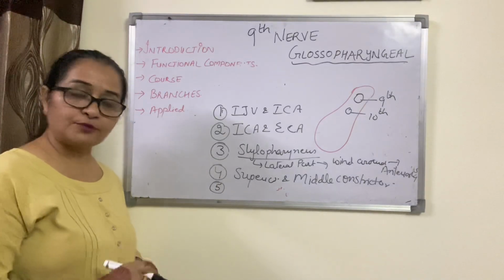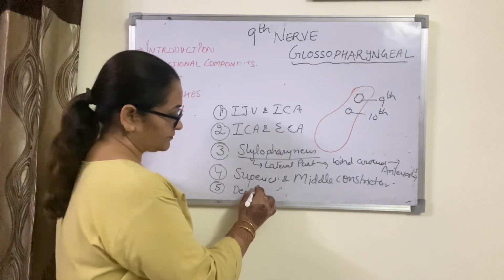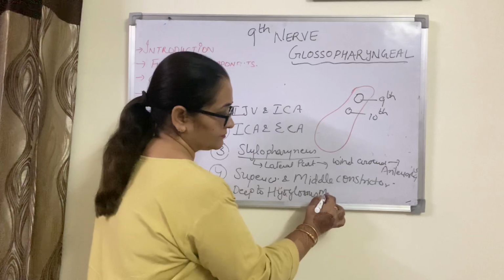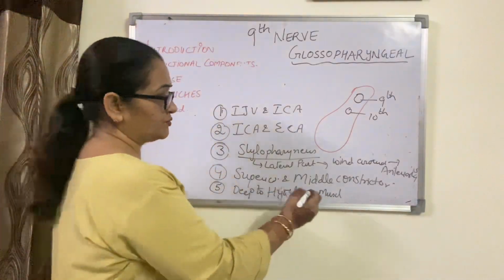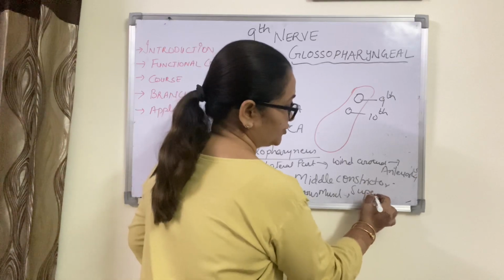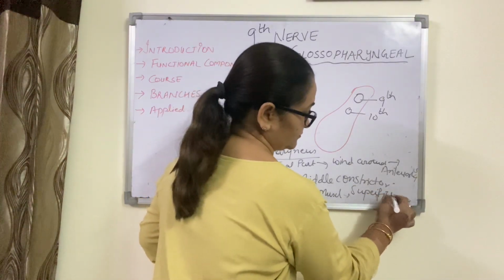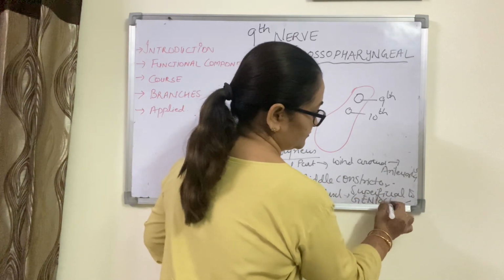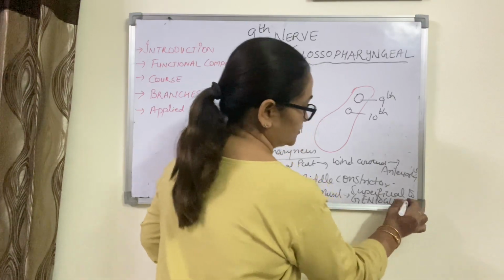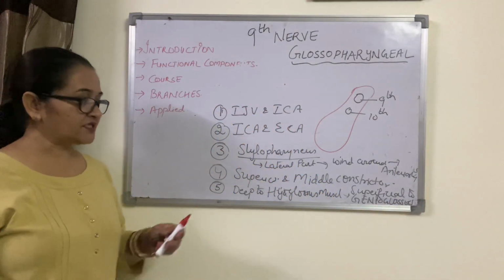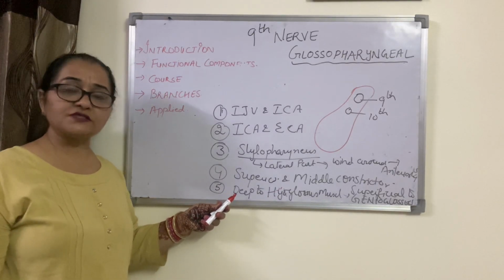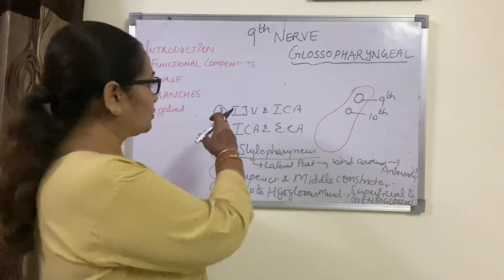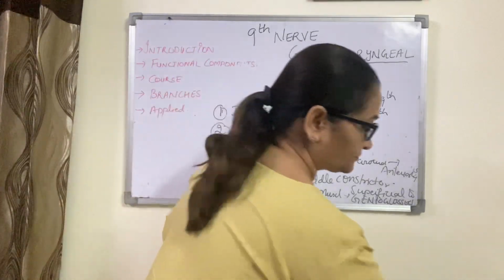That it is passing deep to the hyoglossus muscle, and superficial to genioglossus. Once it is passing in relation to this hyoglossus and genioglossus, here it terminates by giving the different branches to the tongue. So this is the course of the glossopharyngeal nerve.